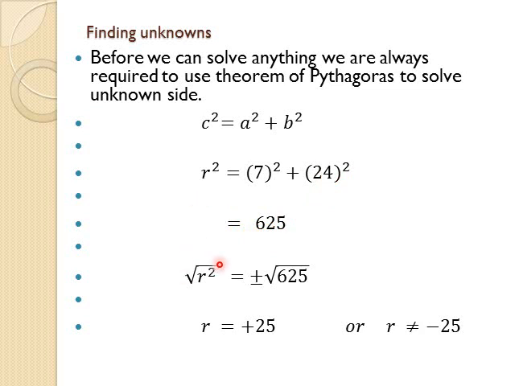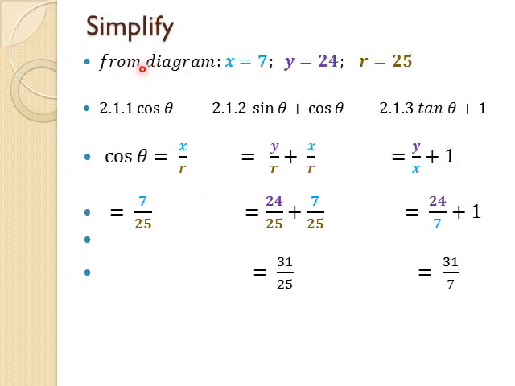Find the square root on both sides, because I want r squared to read as r. Plus minus square root of 625, so r equals plus 25. But because the drawing is in the first quadrant, r cannot be negative 25. The basic rule, r will never be negative. And now we have r, x and y, so we can solve our problems. From our diagram, we know x is 7, y is 24, and r is 25.